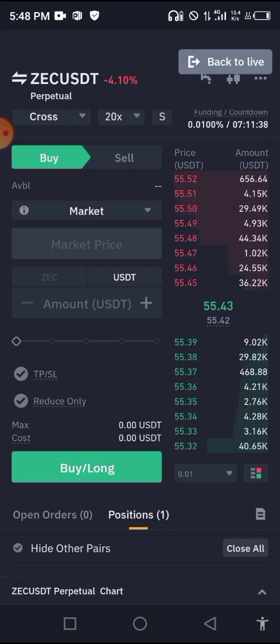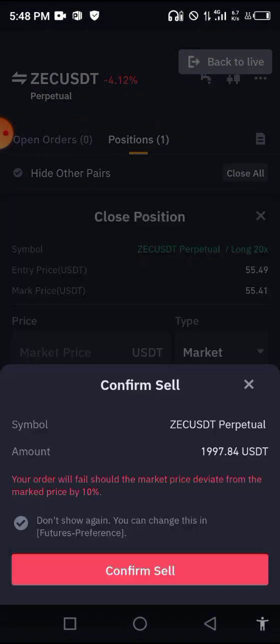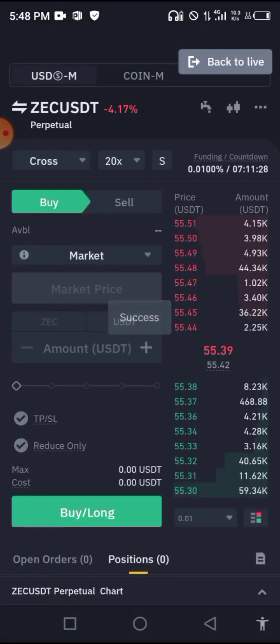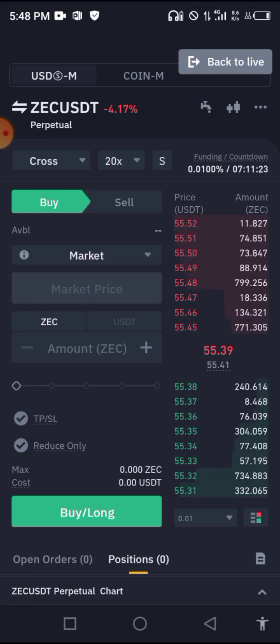Let's say I want to long one ZEC now on futures. So you come here and I put in ZEC. I want to buy one ZEC. What's the current market price? 55, and I want to use 10x leverage. So I'll be using 55 divided by 10. That's 5. So I'll be using $5 to long one ZEC.